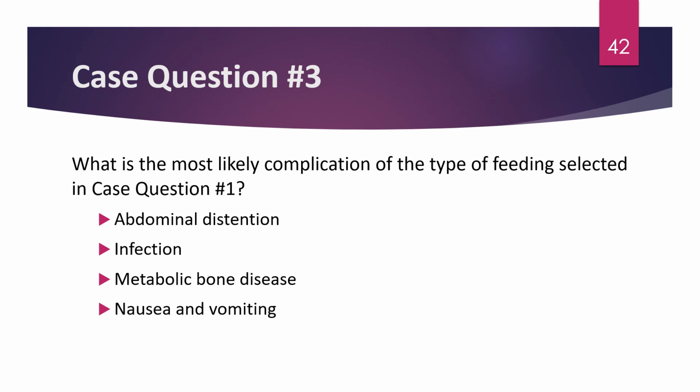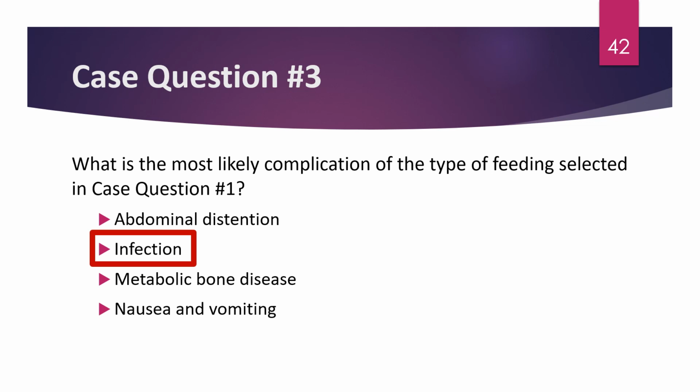What is the most likely complication to result from the type of feeding that you chose in case question 1? And the answer here is infection, particularly related to central lines or related to fat emulsion. Because remember, with fat emulsion, we can get fungemia. Abdominal distension is a complication of enteral nutrition. So remember, anytime that you feed the gut, you're going to get gut complications, so nausea, vomiting, diarrhea. We don't see those things typically with parenteral nutrition. We don't see abdominal distension with parenteral nutrition.